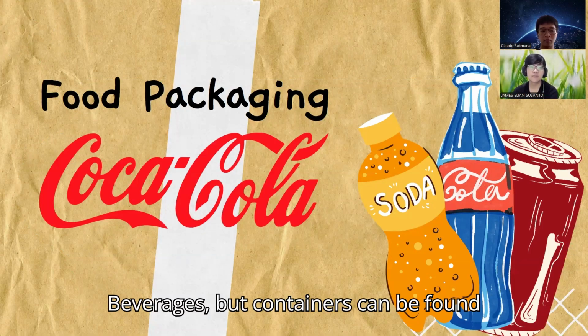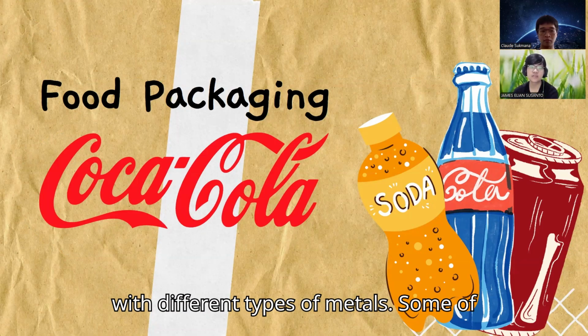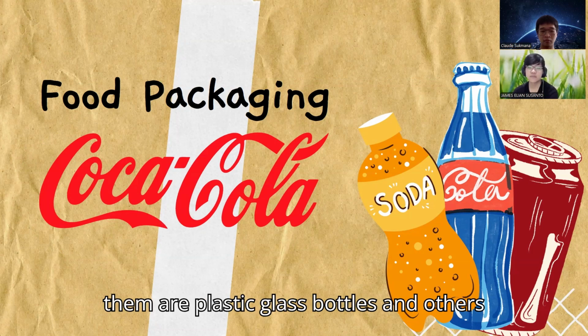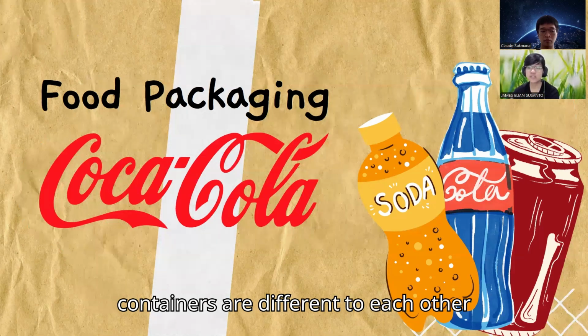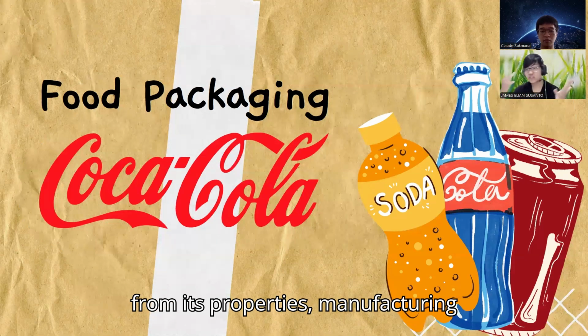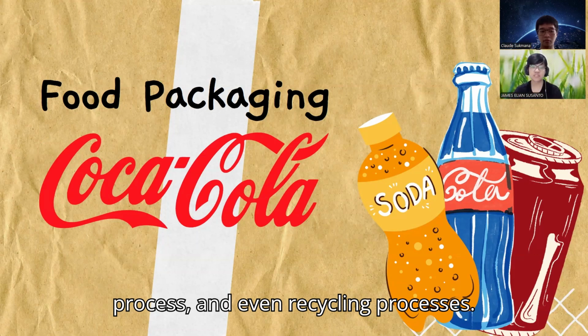Beverage containers can be found with different types of materials. Some of them are plastic, glass bottles, and others are aluminum cans. All of these containers are different from each other in their properties, manufacturing process, and even recycling processes.